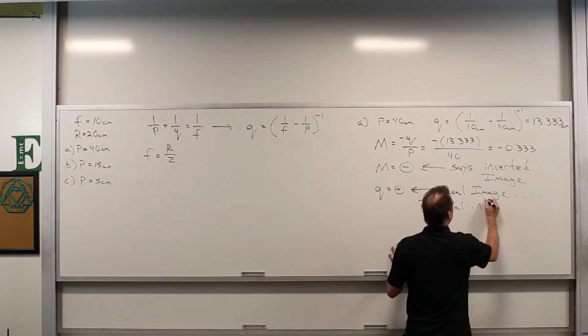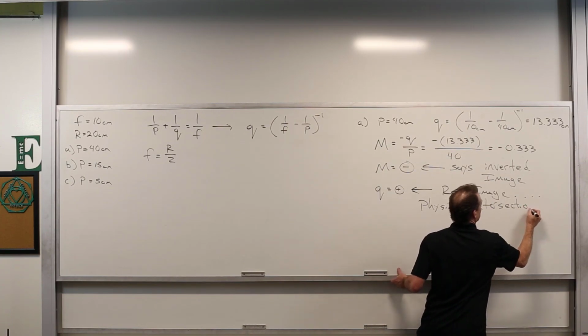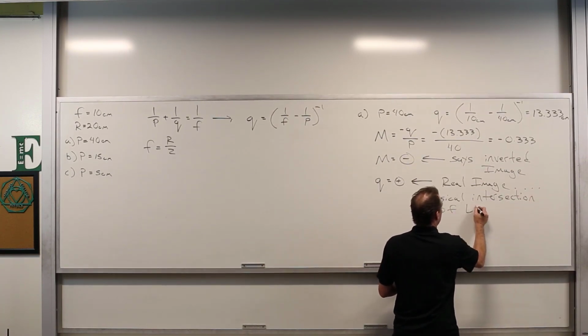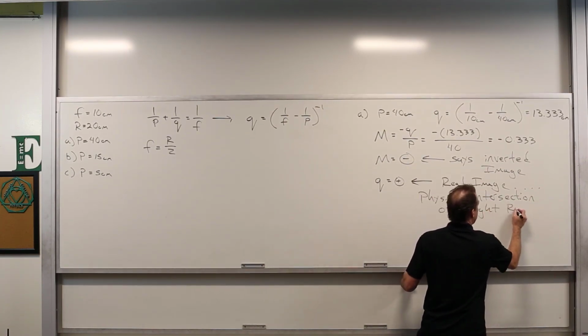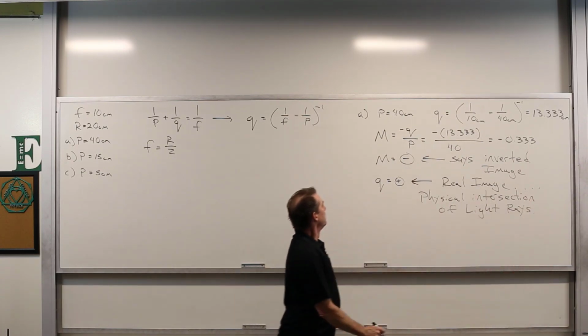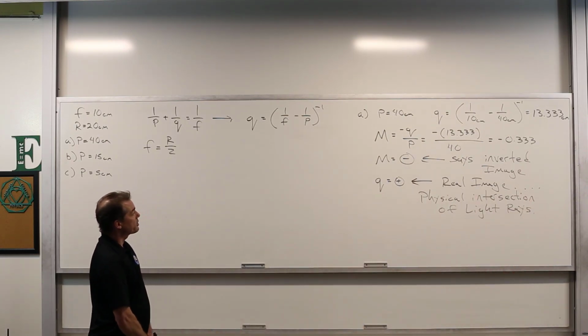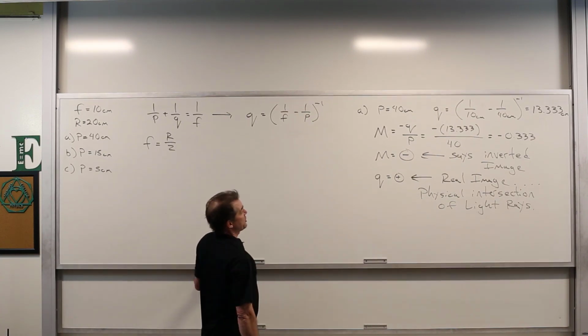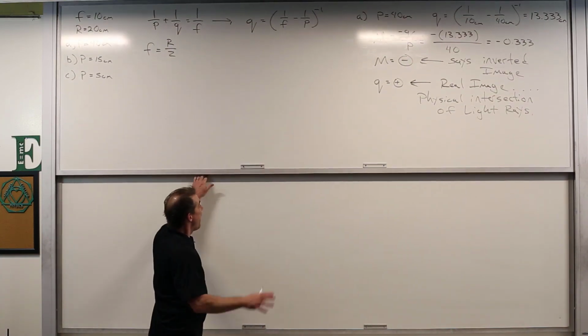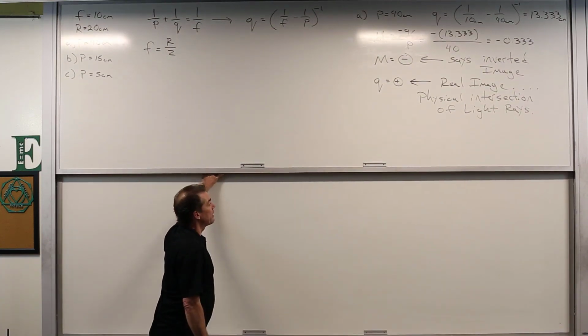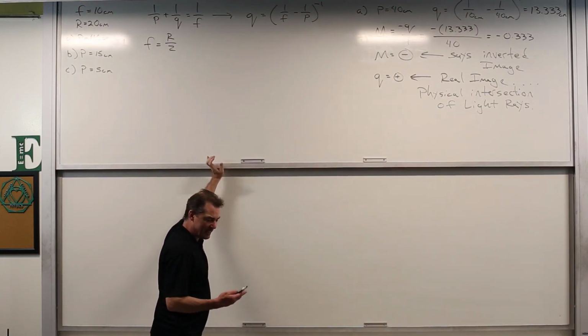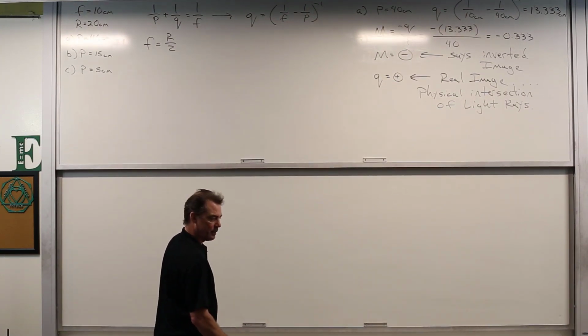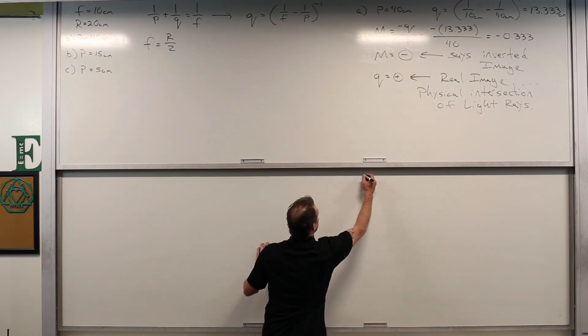Physical intersection of light rays. So there we go. We've got the math behind this all and the quantities. Now it'd be a nice time to go ahead and look at a ray diagram for this, shall we, and make sure that what we found mathematically correlates with what we expect to find in the system. So let's do this.